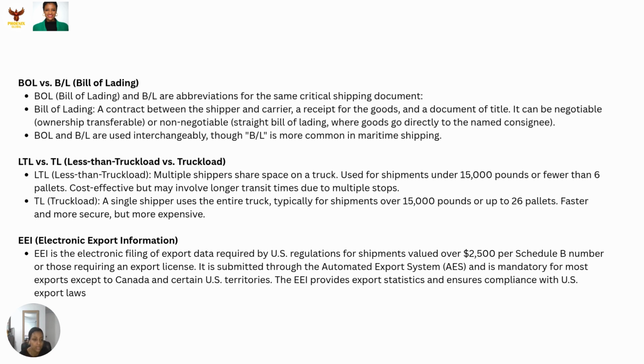EEI, electronic export information. EEI is the electronic filing of export data required by US regulations for shipments valued over $2,500 per Schedule B number or those requiring an export license. It is submitted through the Automated Export System, AES, and it is mandatory for most exports except to Canada and certain US territories. The EEI provides export statistics and ensures compliance with US export laws.